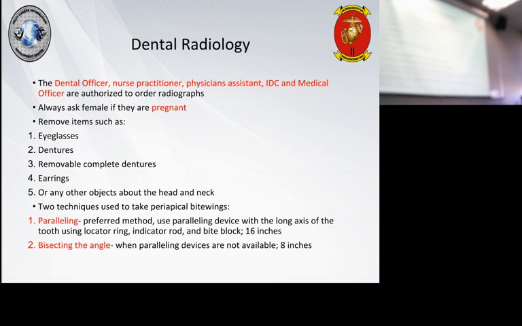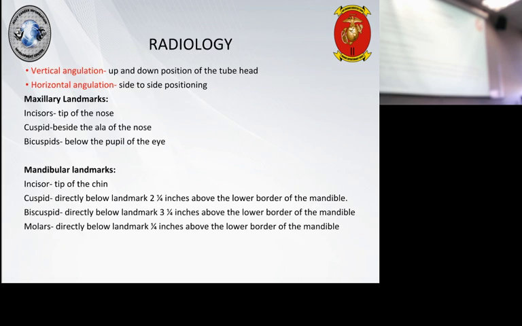Use a paralleling device along the axis of the tooth using a locator ring, indicator rod, and a bite block. And bisecting angle, when the paralleling device is not available, all right, we go 8 inches. Okay, when we're using that bite block, they're going to position that camera 16 inches. We're not, they're going to do 8 inches.